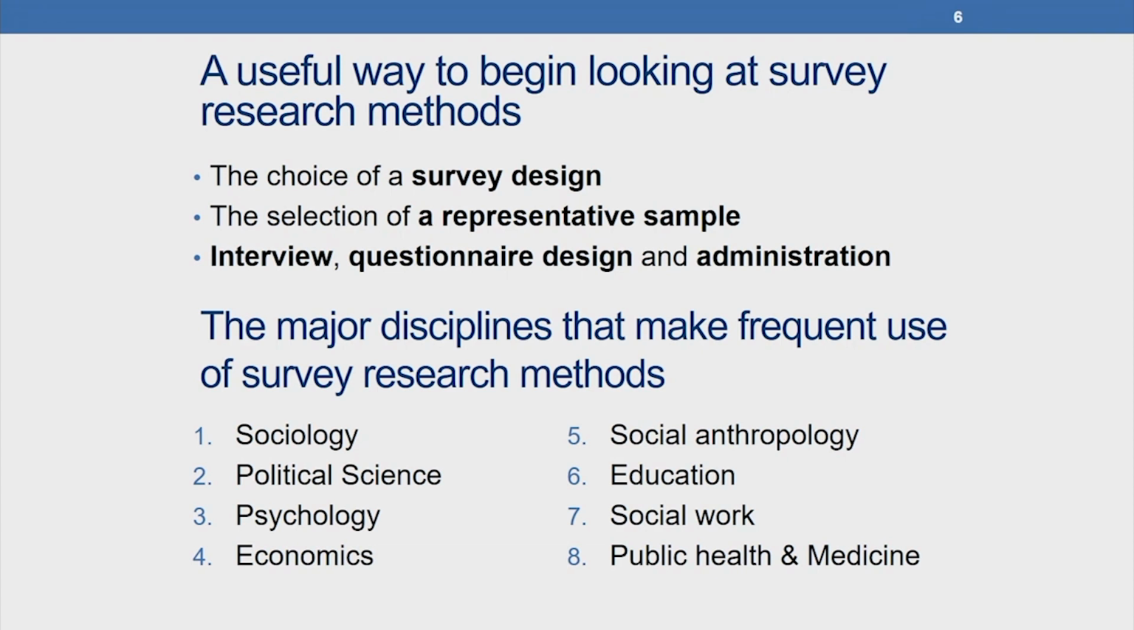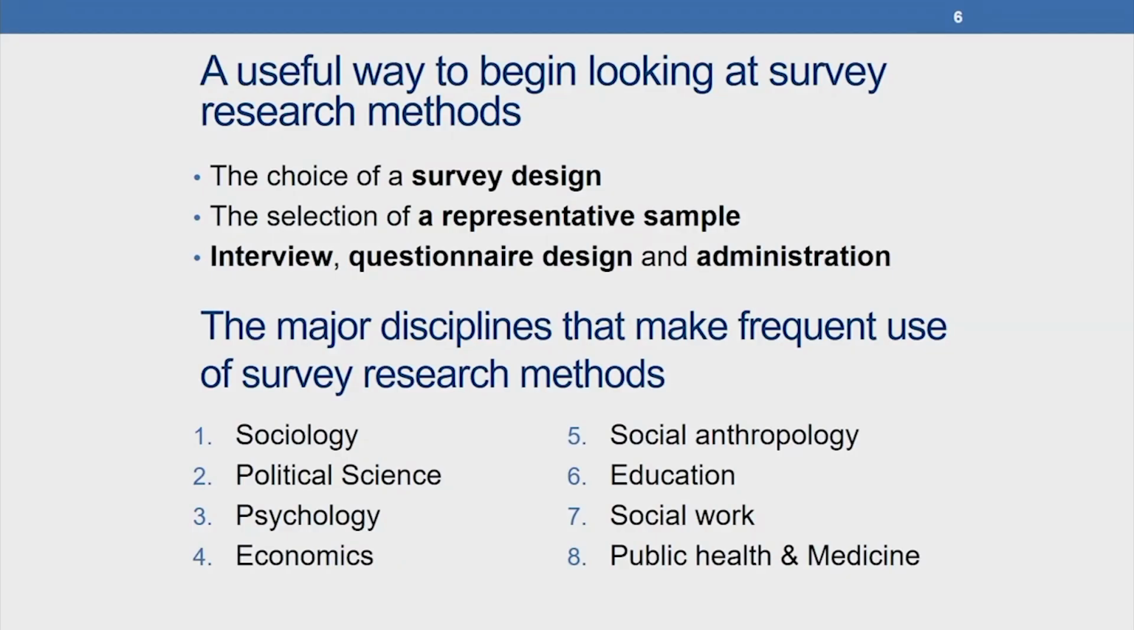Okay, a useful way to begin looking at survey research method would be this. First, we need to have a choice of a survey design. Next, we move on to the selection of a representative sample, and choosing a sample is of utmost importance, because the question here is whether we want the sample to be representative of the population or not, and often when we are carrying out surveys, representativeness is possibly the most important thing that we are trying to focus on. Then of course, interviews, questionnaire design and administration, how we want to administer them, whether we want to do it physically by carrying out face to face interviews, or we want to carry out telephone interviews or online surveys and so on.